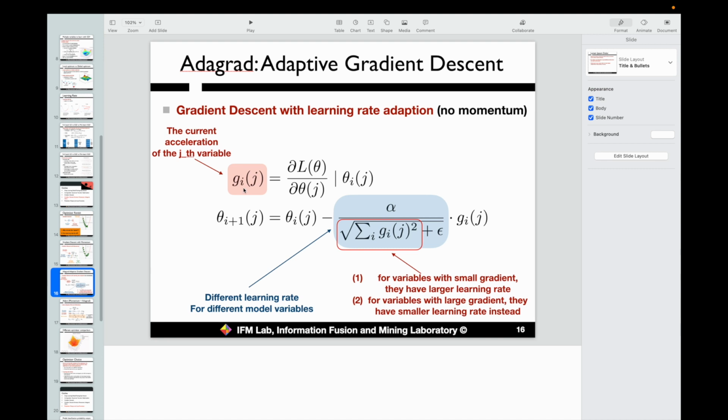And here we have two indexes. The first is I. I denotes the iteration. The I is iteration. We do the updating, right? And we also have J. J denoting the J's variable.